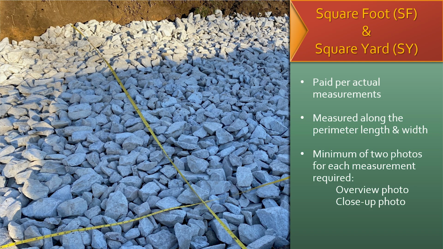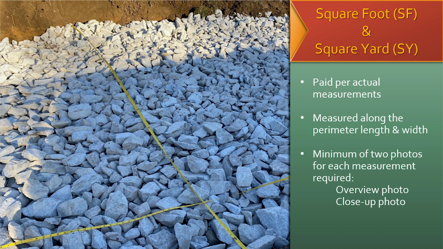Square foot and square yard are paid per calculated feet or yard. Measurements are taken on a linear plane along the perimeter length and width of an item, and these measurements are multiplied together to get the final measurement. At least 2 photos of the measurements are required for payment of each measurement.